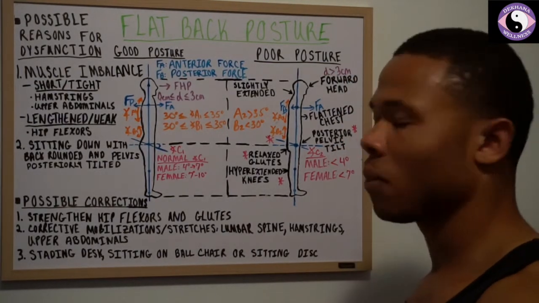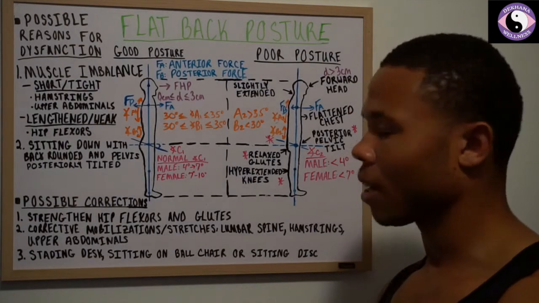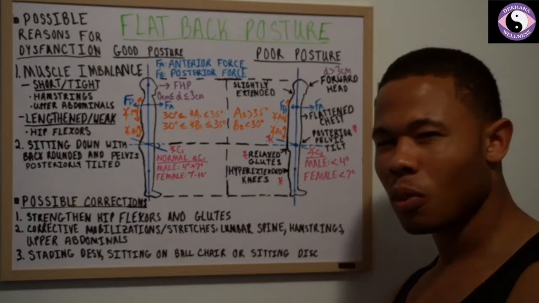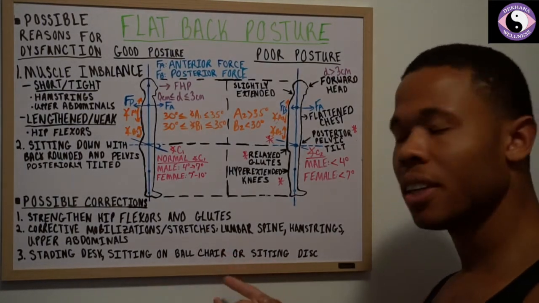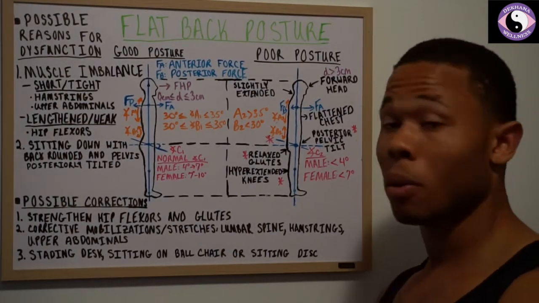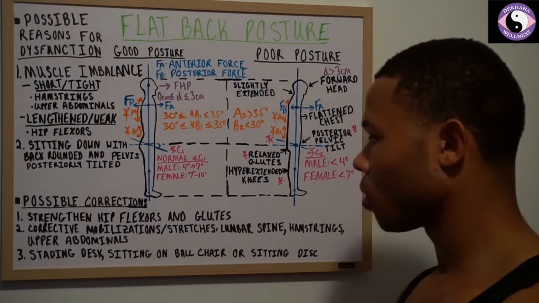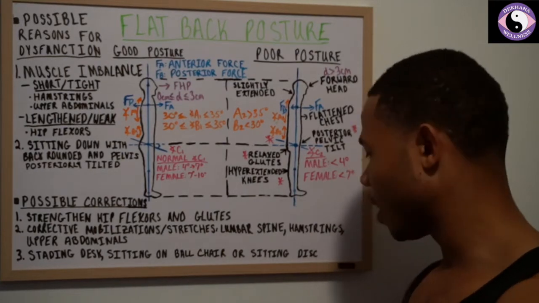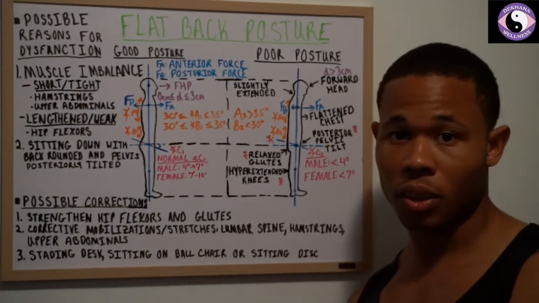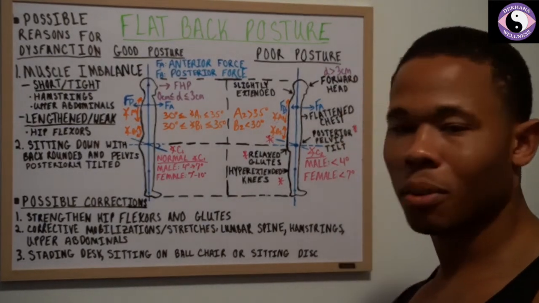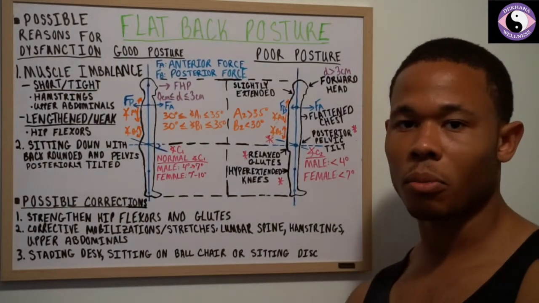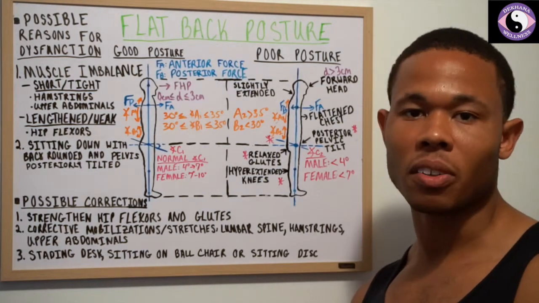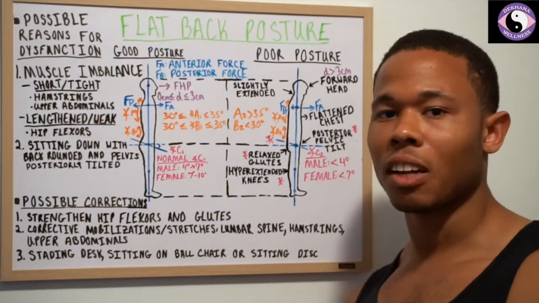We're looking at strengthening the hip flexors and glutes, bringing that back into balance. Corrective mobilization and stretches, focusing mostly on mobilizing the lumbar spine, then stretching out the hamstrings and the upper abdominals. And then also number 3, getting a standing desk, sitting on a ball chair, or getting a sitting disc if you just want to keep your chair. You can also alternate between having the standing desk and bringing it back down to a seated position as well. So start at the top, and then maybe a couple hours later go ahead and sit down, so you don't stand up all day.